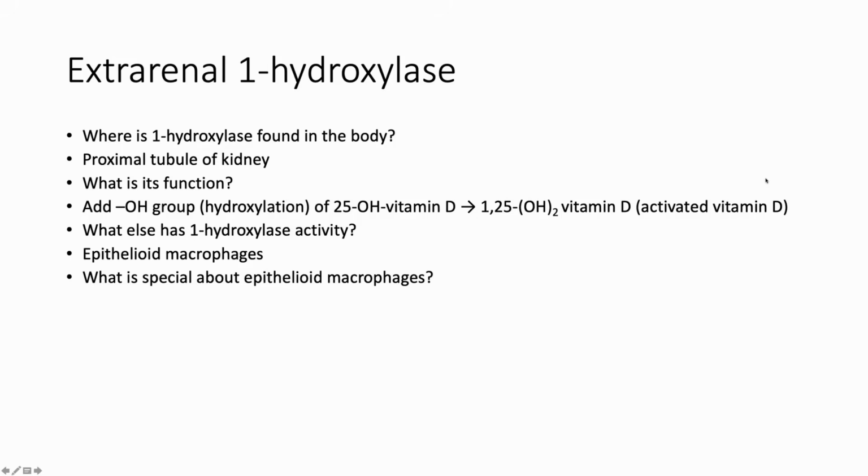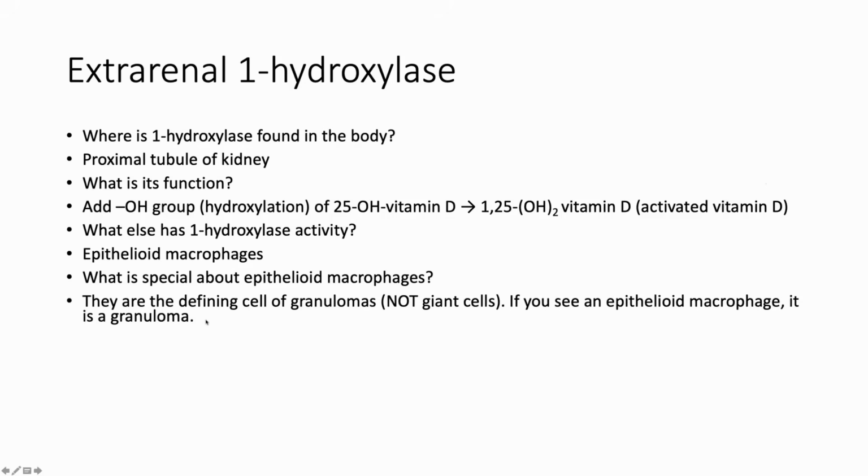An epithelial cell. So remember this, if you're studying for Step 1, tattoo this onto your wrist. They like these kinds of facts. They won't necessarily test you on this fact directly, but it will be important for interpreting certain questions. So remember that the defining cell of granulomas is not giant cells. It is in fact epithelioid macrophages, epithelioid cells. So if you see an epithelioid cell, it tells you that it is a granuloma.